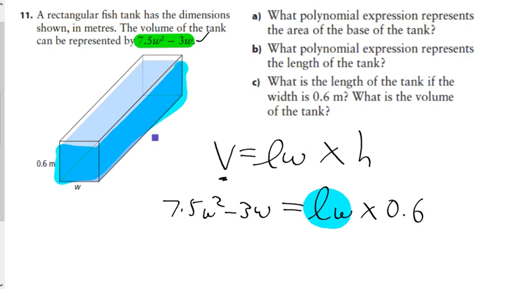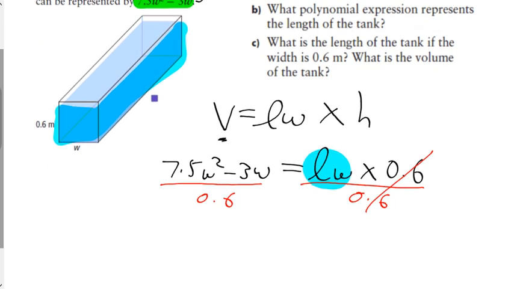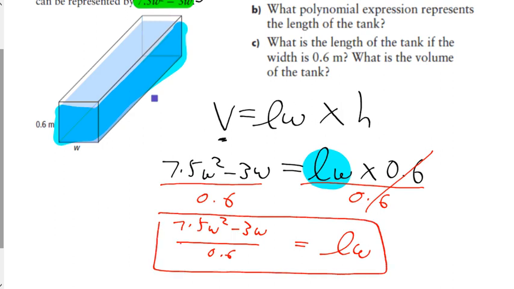Divide both sides by that number. So if I divide this side by 0.6 and divide this side by 0.6, you would agree I now have a formula, because it's now isolated, for the area of the base. Would you agree with that? That's the A. That's the answer to A. So the answer for A is this. This is a formula for the area of the base.